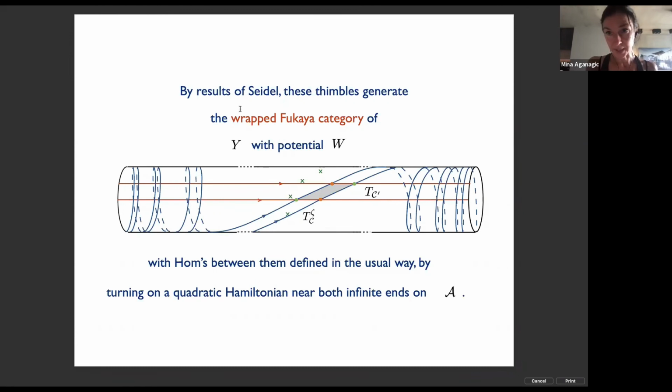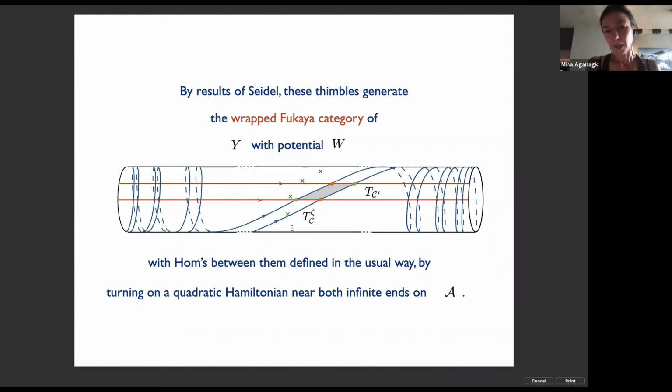By results of Seidel, these thimbles generate what mathematicians call the Fukaya-Seidel category of Y with potential W. The category is also the same category defined by Hori, Iqbal, and Vafa. Here we need to do something. For these non-compact branes, the potential does matter because we use the potential to define them.